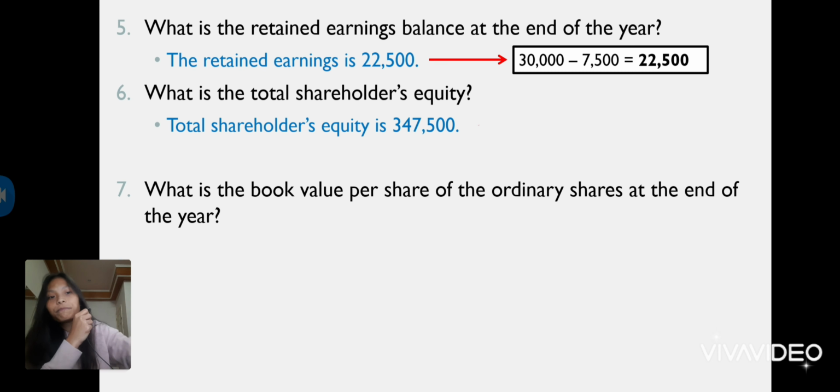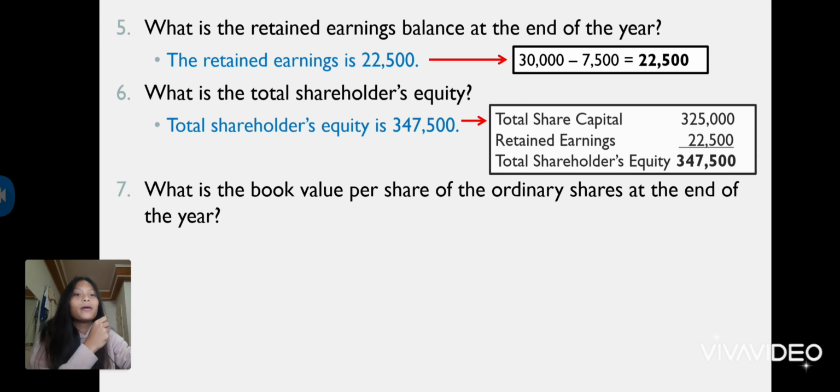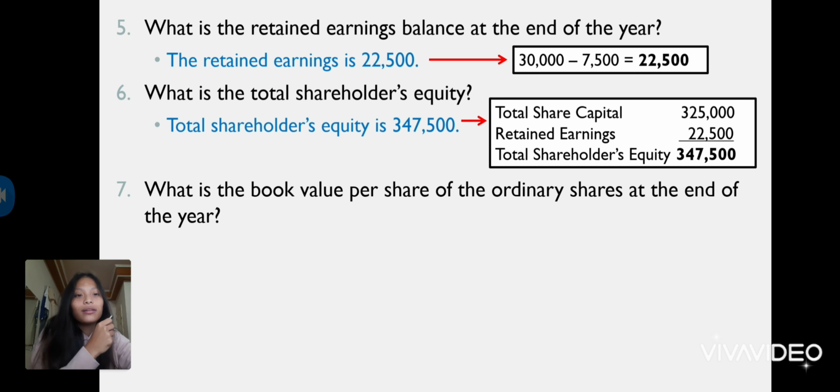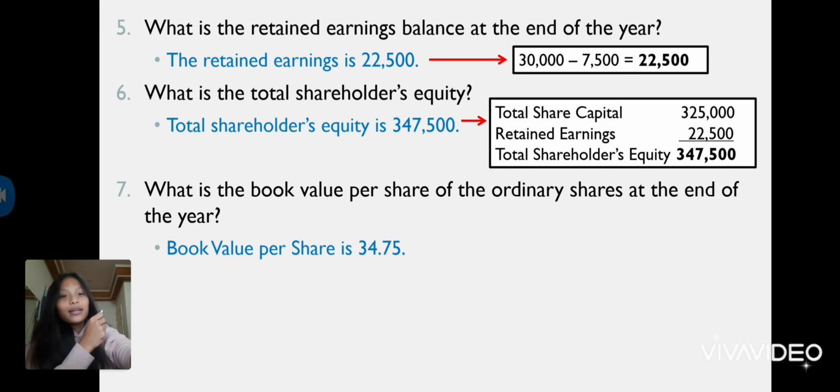So number 6. Well, the total shareholders' equity is 347,500. I got it from adding total share capital of 325,000 to the retained earnings of 22,500. So 325,000 plus 22,500 is equal to the total shareholders' equity of 347,500.